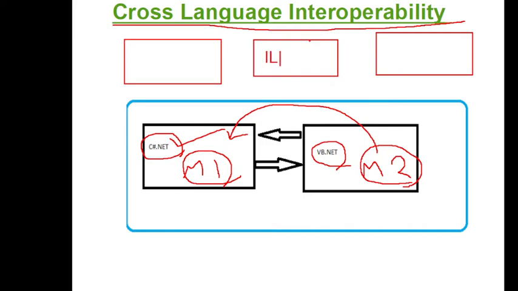Okay, intermediate language. When the C# compiler and the VB compiler compile the code, they normally convert it to the intermediate language. Let's write down here C#.NET, and this is VB.NET. These are the two different applications.